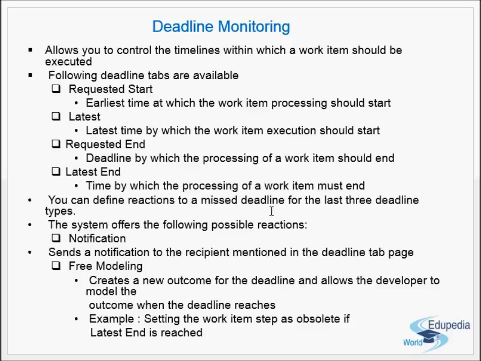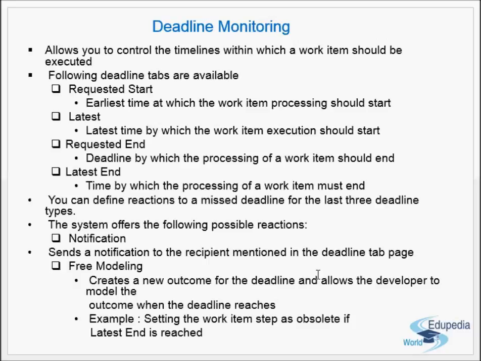You can define reactions to a missed deadline for the last 3 deadline types. The system offers possible reactions. One is notification, which sends a notification to the recipient mentioned in the deadline tab page. The other is modeling, which creates a new outcome for the deadline and allows the developer to model the outcome when the deadline is reached. For example, setting the work item as obsolete if the latest end is reached. So when the work is not completed within the deadline time, reminder notifications are sent.